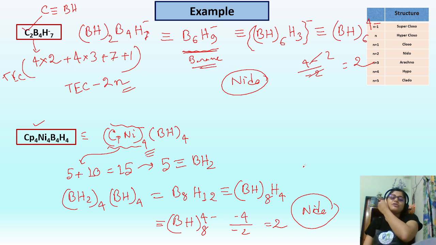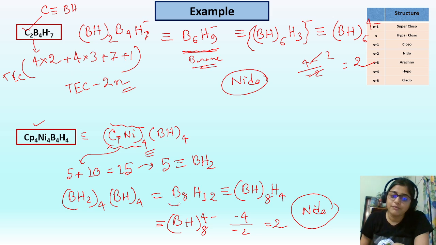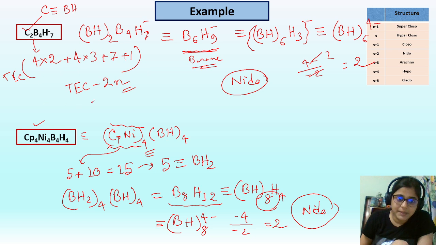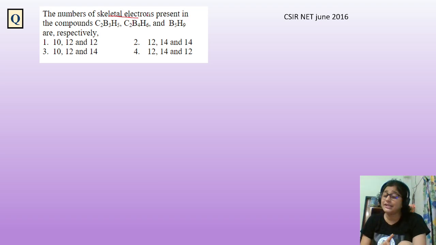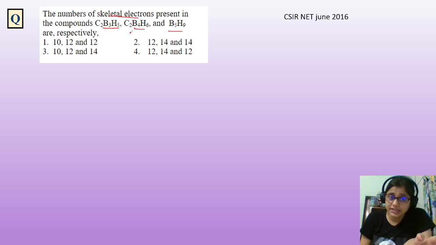And the total electron count you can do from here also, because the number of N is needed in the PEC formula. So that is the thing here. Now coming to the question part. The number of skeletal electrons present, skeletal electrons, not electron pair. Please read the questions carefully. So skeletal electrons present in the compound, this, and this. 3 boron compound clusters are there. 2 are carboranes and another one is borane.